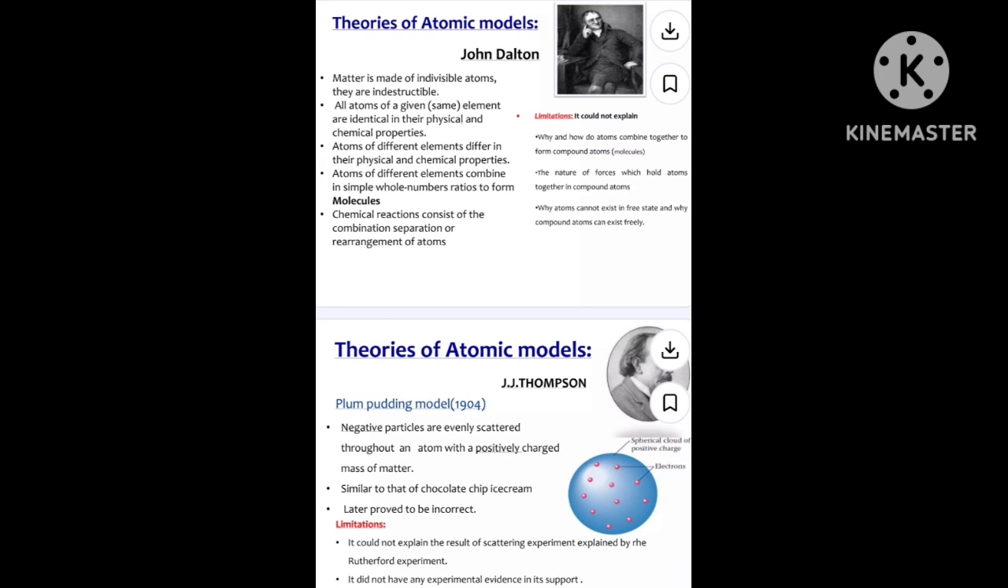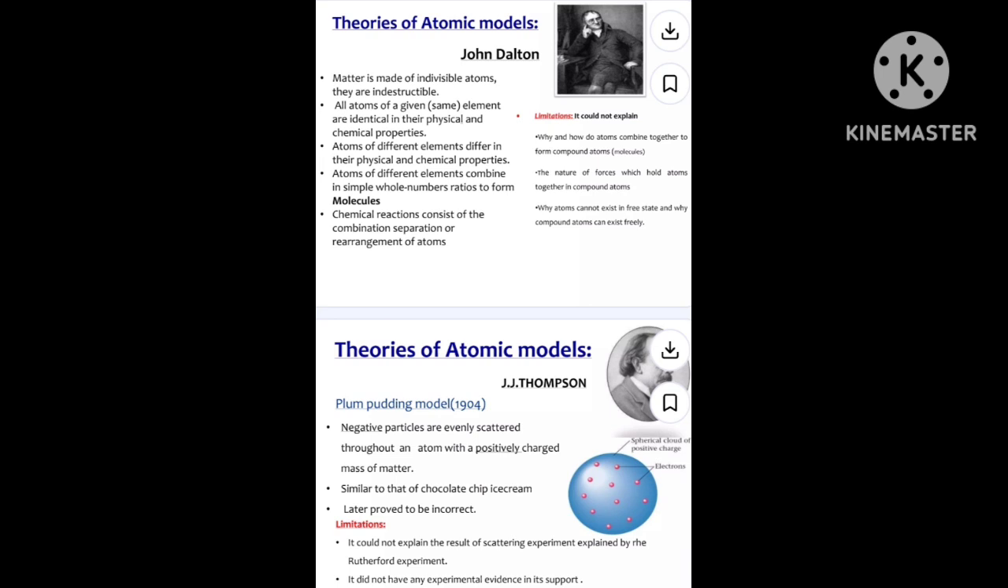Next point: atoms combine in small whole numbers to form compound atoms. Meaning atoms can combine together in a small whole number. Atoms do not combine in a large number; they combine in a small whole number. That is the meaning of the fourth point. Next point: an atom is the smallest unit of matter that can take part in a chemical reaction.